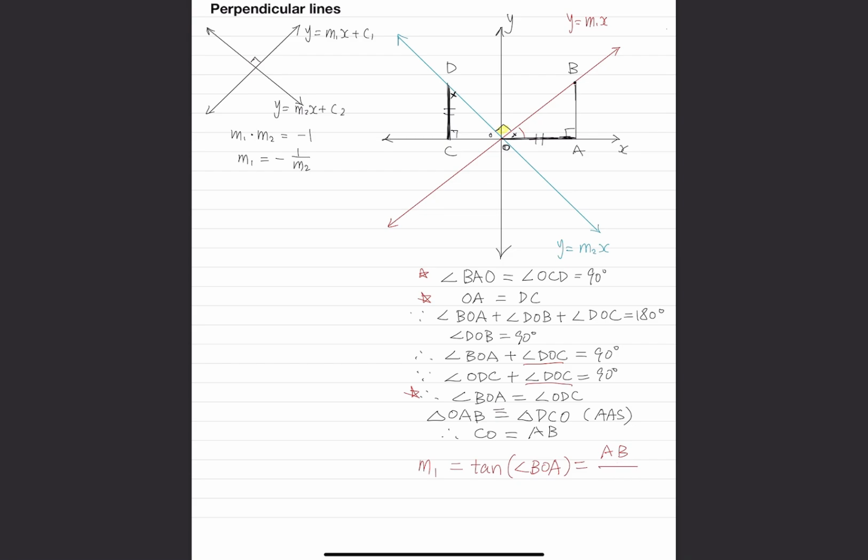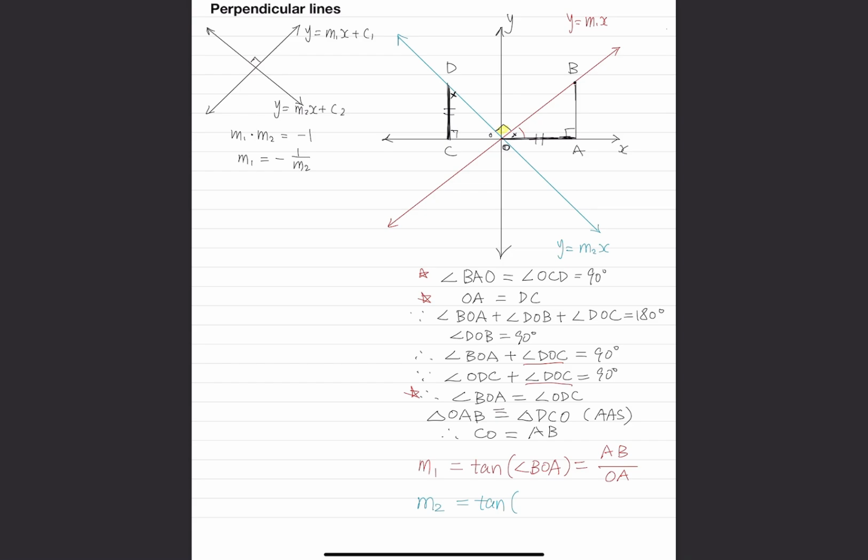Over the adjacent side, which is OA. Okay. All right, now let's do the second one. So M2, what's M2 equals? M2 equals the tangent of the angle.